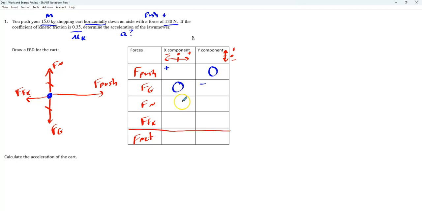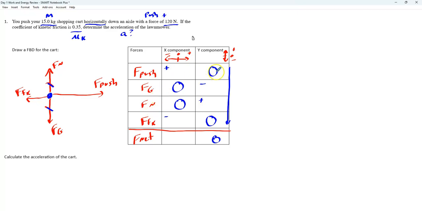Normal force is going up, so that's 0 in the x because it doesn't go left or right, and it's positive in the y because it's pointing upward. And then finally, friction in our picture is going to the left, and it doesn't point up or down, so that one's 0. We already said these two forces are balanced, so when we add the y components together, we get 0.